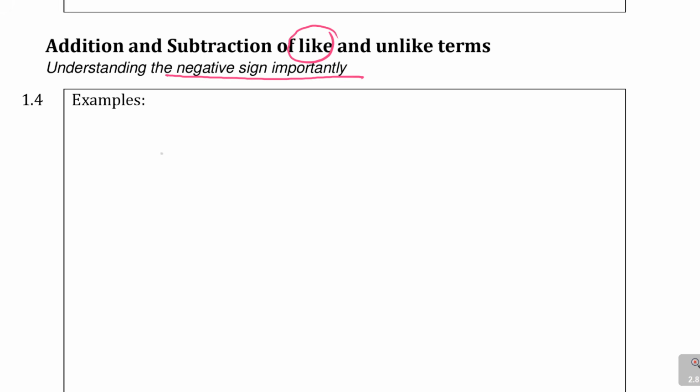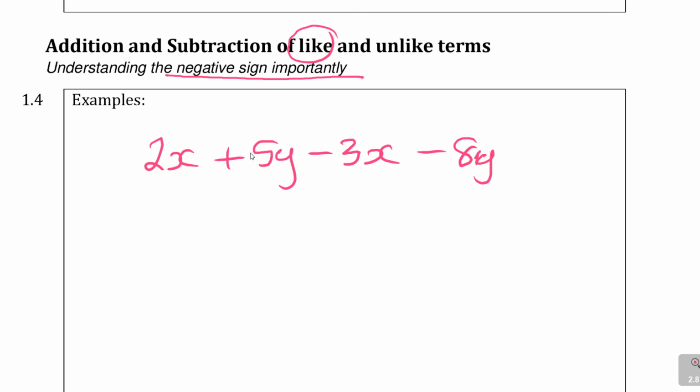For example, if I say 2x and then plus 5y and then I say minus 3x and then minus 8y, it's the same thing I told you about the dogs and the cows. You bring things that are similar together. For example, when you rearrange, look at this. This is my x's and this is my y's. They need to be rearranged so that I bring them together. So what will I have?